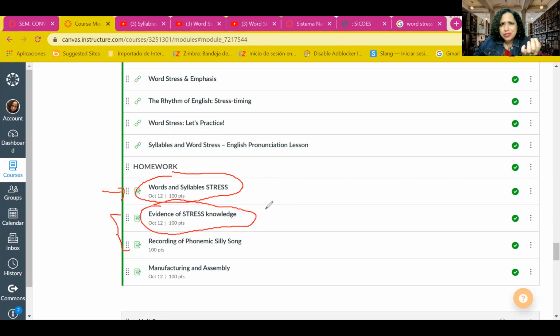And how I'm going to check or grade that homework, you're going to record yourselves, grabarse, the speaking part, where you can show the stress on the word. So that's the only way that you can actually learn, practicing. So one of them is you have to make a resume, and the other one, you're going to record your voice with 2 sentences.